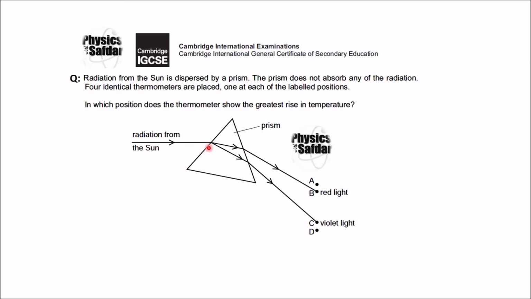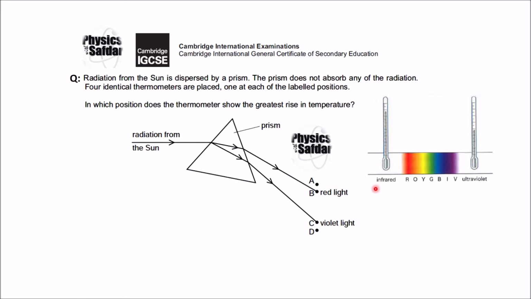Radiation from the sun hits the prism and is split into colors. You can see the four positions A, B, C and D. At these positions, the thermometers are placed, they are identical, and you need to check at what point you get the highest temperature. For that you need to recall one more time the relation between radiation and temperature.